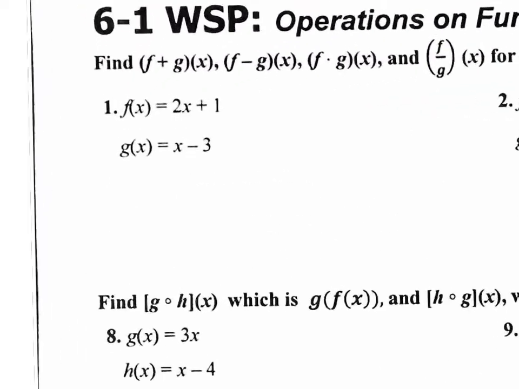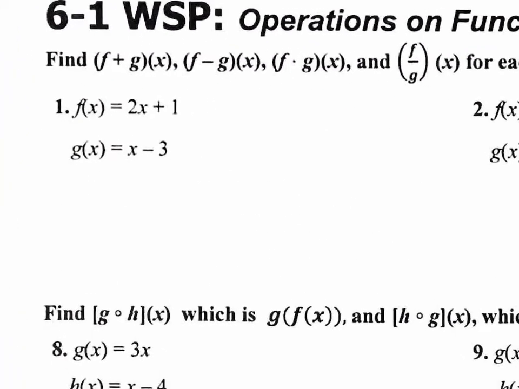I mean, look at number 1. They want you to do so many things. It's like 4 questions in one. They want you to do f plus g of x, which means to take your f of x function and add it with your g of x function, get an answer. And then they want you to subtract your f of x function with your g of x function. Then they want you to multiply your f of x function with your g of x function. Then they want you to divide f of x with g of x. So here's your f of x, here's your g of x. Let's do each one of these on number 1.